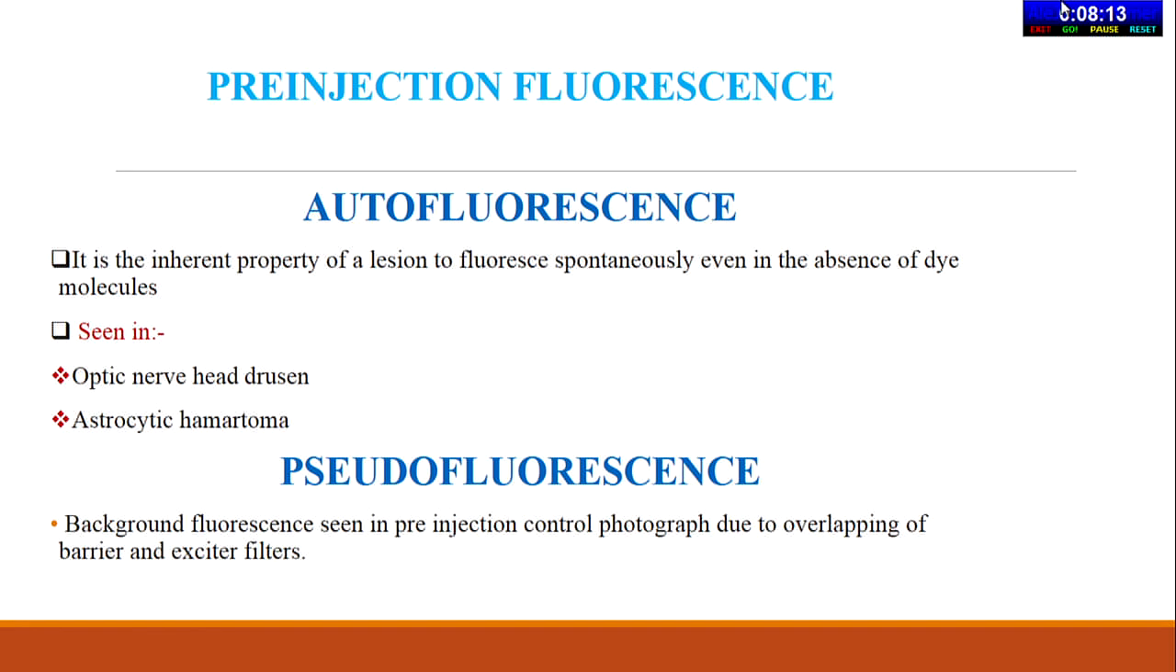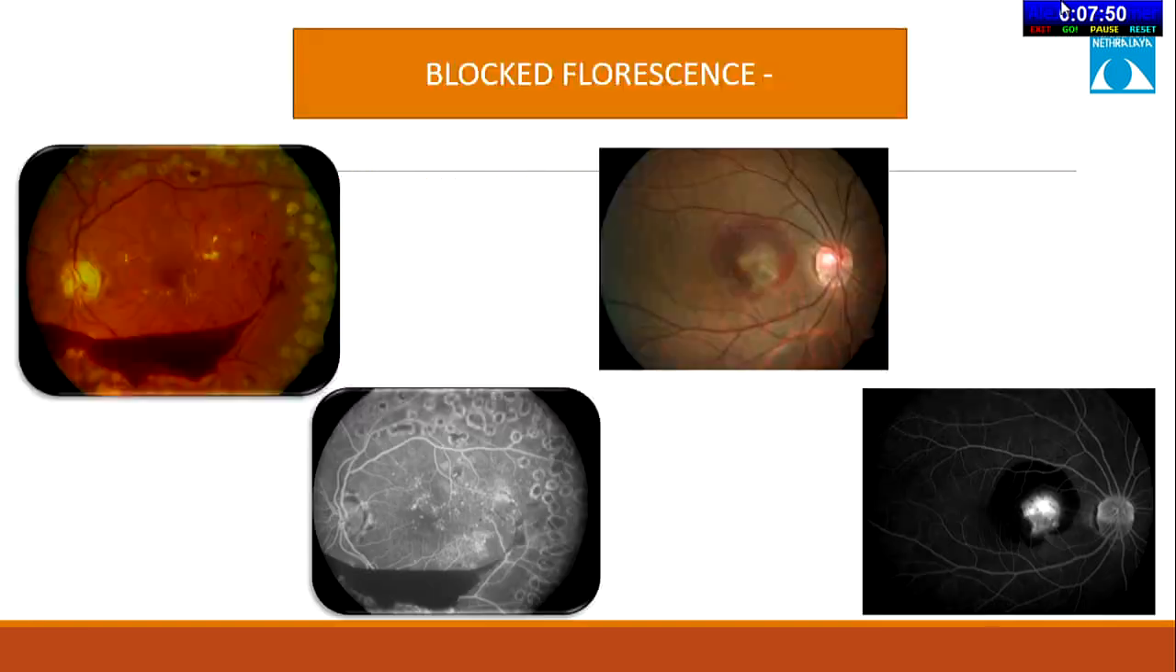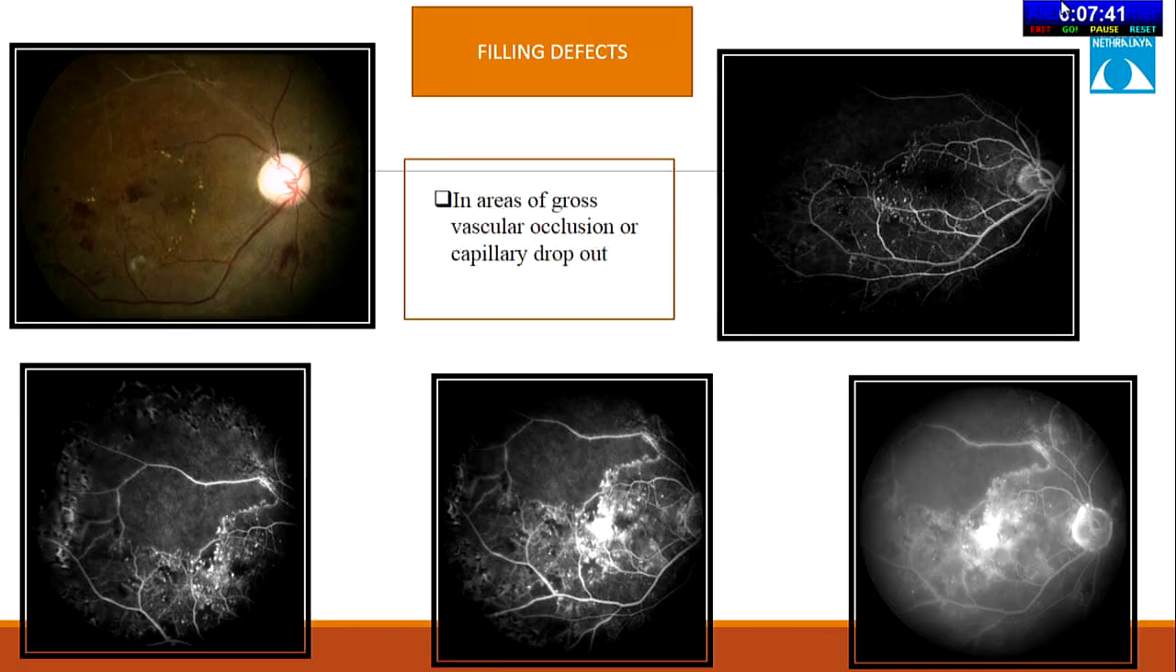Autofluorescence can be emitted by certain structures in the eye, like optic nerve drusen and hamartomas, and the pre-injection photograph can show these. Pseudofluorescence can happen due to the mismatch of filters. Abnormal fluorescence can be either hypofluorescence or hyperfluorescence. The hypofluorescence can be blocked fluorescence from a preretinal source, like a preretinal heme or subretinal heme, or a filling defect from a major artery occlusion, or patchy filling defects in various conditions.